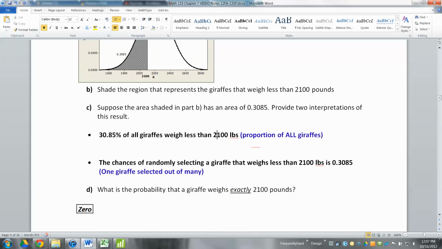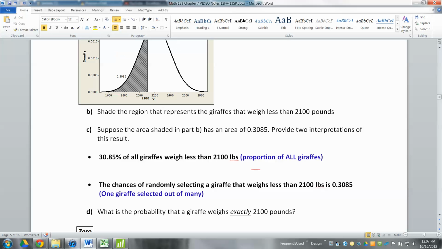You can also think of it as a random chance. You can say, okay, the chance of me randomly selecting a single giraffe that weighs in that region, weighs less than 2,100 pounds, is 0.3085. So you can think of it as one giraffe selected out of many, or you can think of it as the proportion of all giraffes.